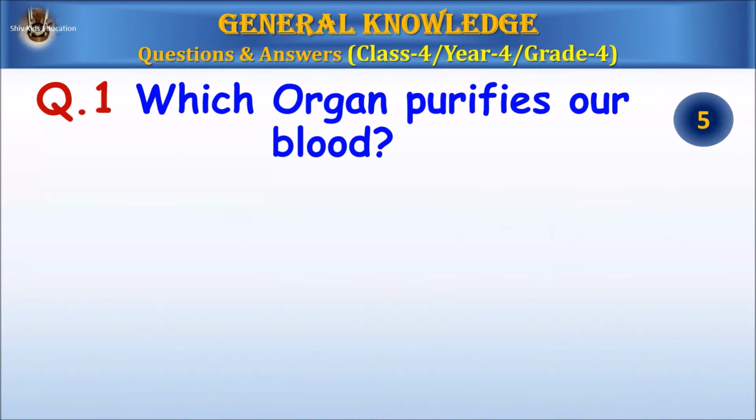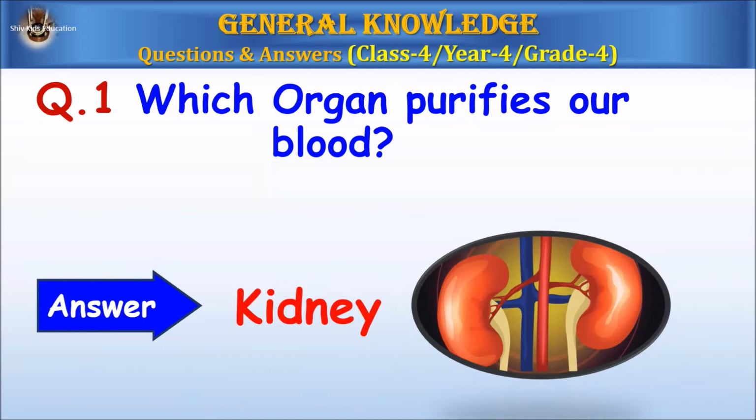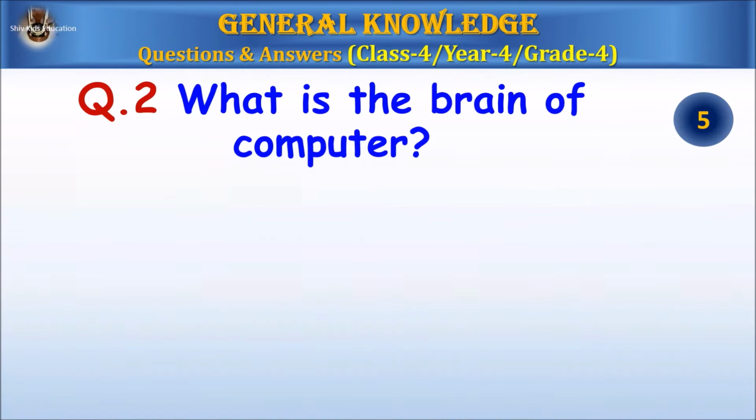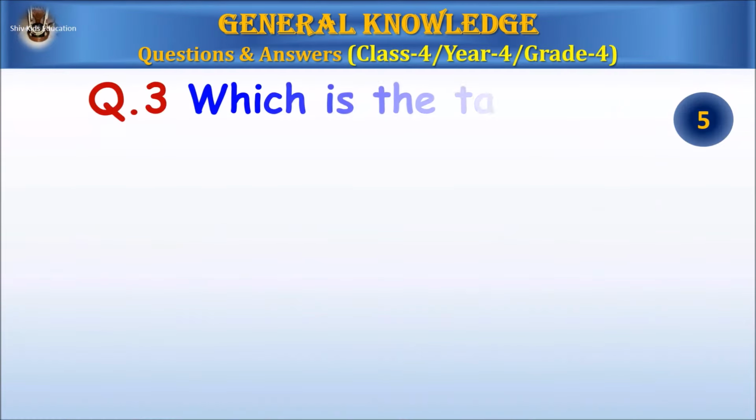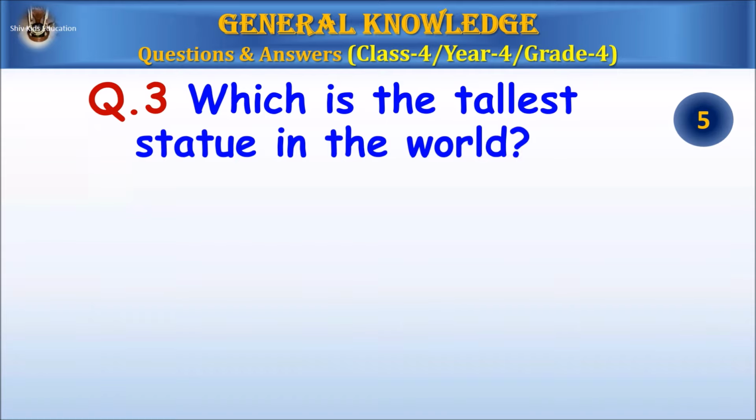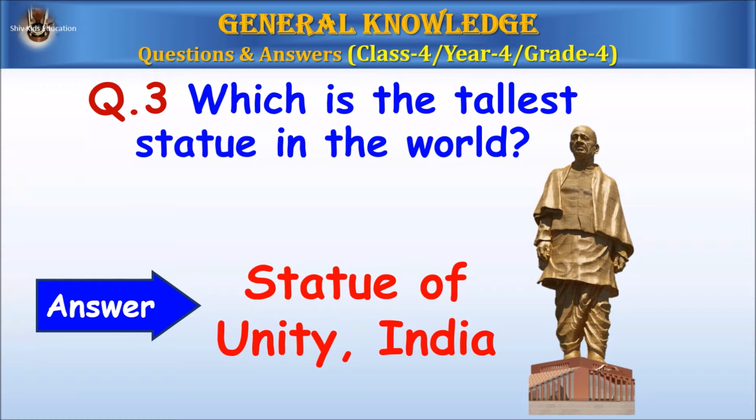1. Which organ purifies our blood? Answer: kidney. 2. What is the brain of computer? Answer: CPU. 3. Which is the tallest statue in the world? Answer: Statue of Unity.